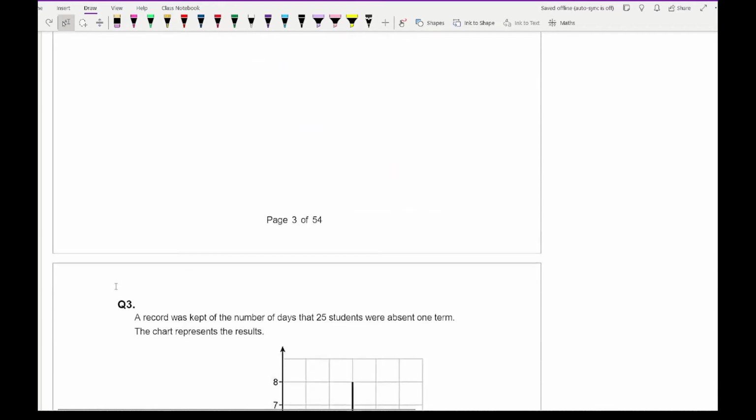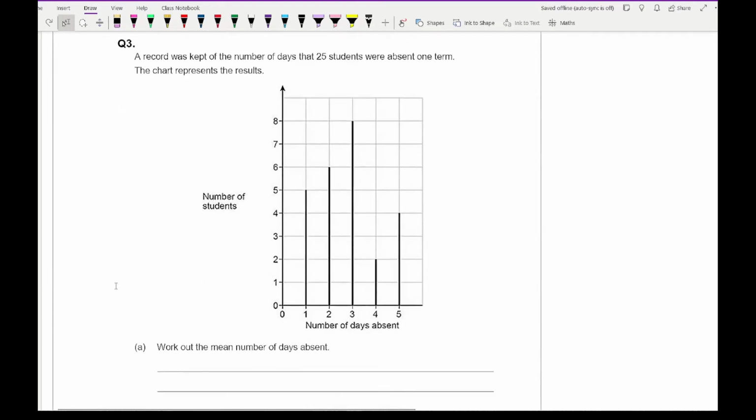Moving on to question 3. So here we've got a line graph. It says that a record was kept of the number of days that 25 students were absent in one term. The chart represents the results. Now the question is asking us to work out the mean number of days that people were absent.